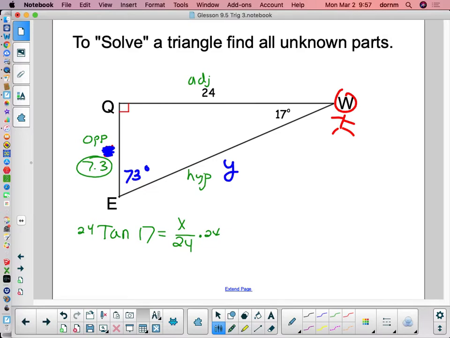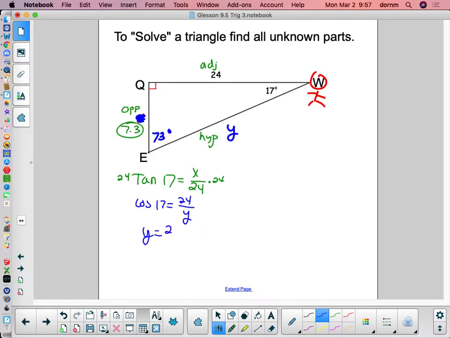Adjacent hypotenuse is which function? Cosine. So cosine of 17 is adjacent over hypotenuse. I can solve that. Just swap. 25.1. And now I know all the sides and all the angles of that triangle. I've solved it. That's called solving a triangle.